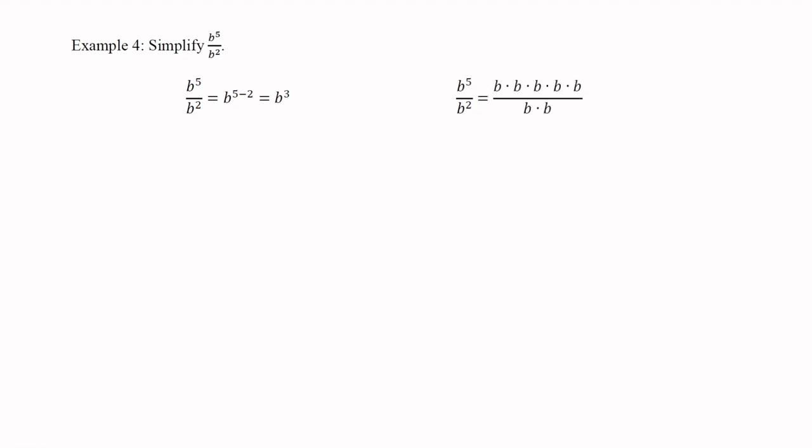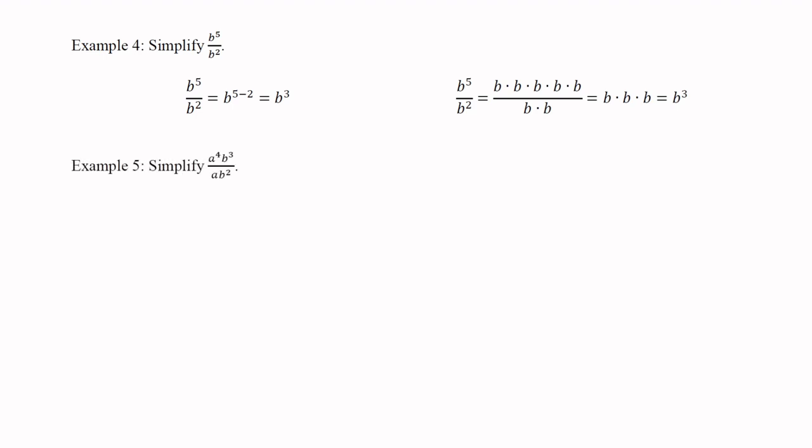B to the 5th is the same as multiplying b by itself 5 times. B squared is the same as b times b. If we cancel 2 b's on the top and 2 b's on the bottom, we're left with b times b times b, which is b to the 3rd.